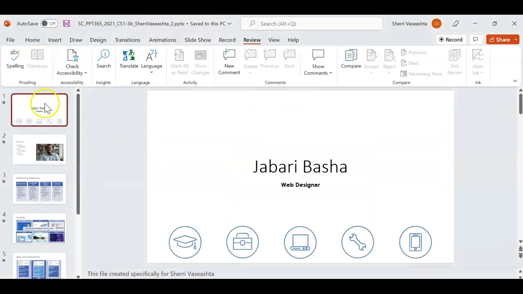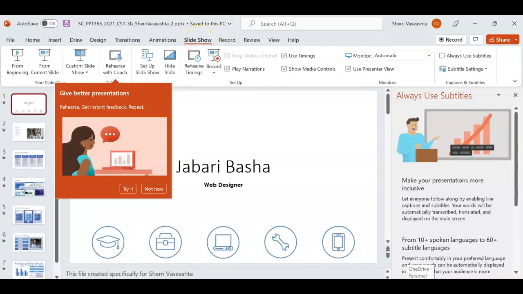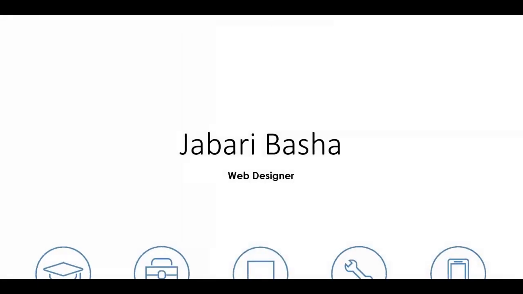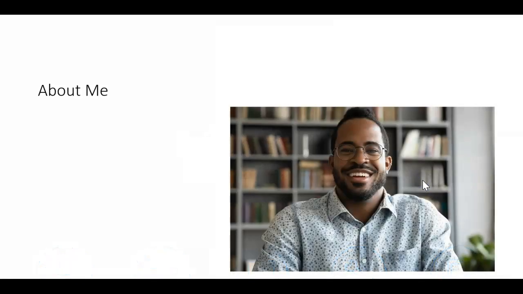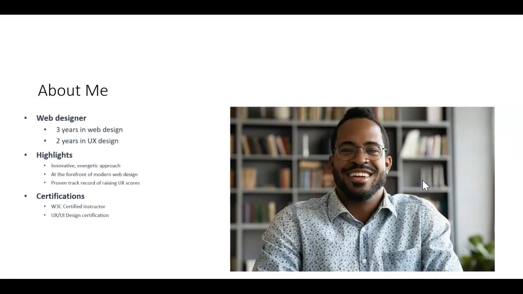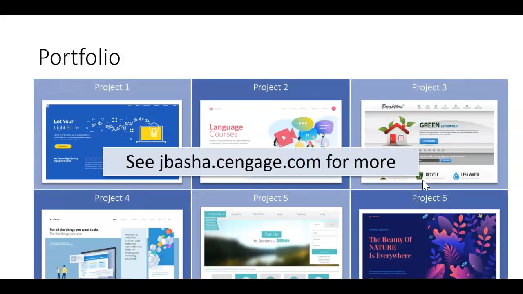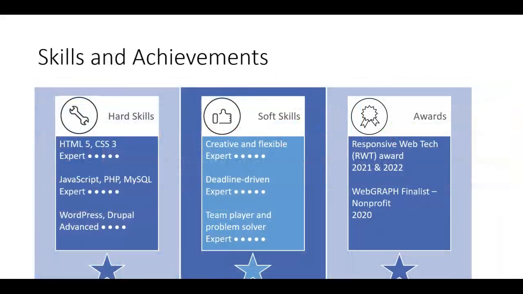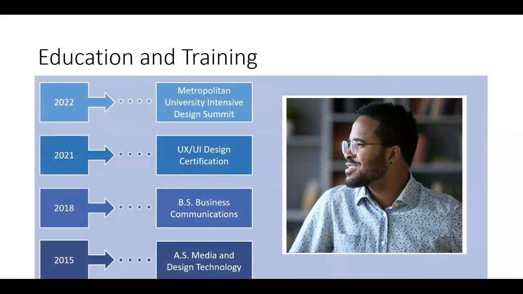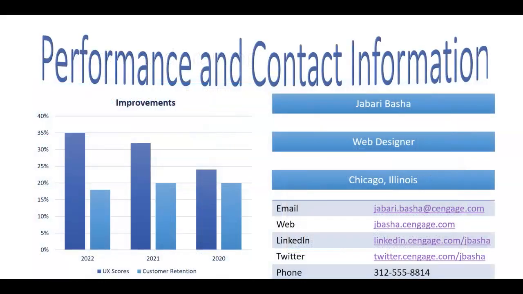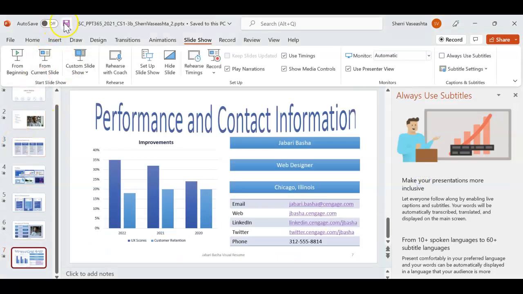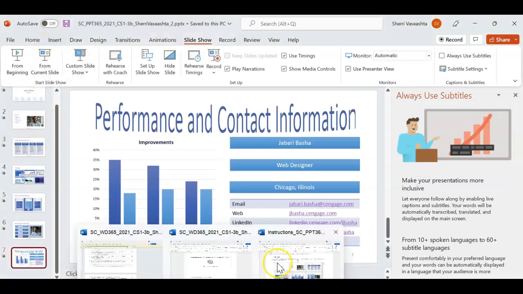Now I'm going to go to the beginning, and I just want to see what it looks like. So I'm going to go to slideshow, and then what I'm going to do is just hit the projector here so we can see how it's going to appear. And I'm just clicking to go through all the slides. And then here's our animation, skills and achievements, education and training, performance and contact, and then click to exit. Now, save. And that brings us to the end of our instructions for this.